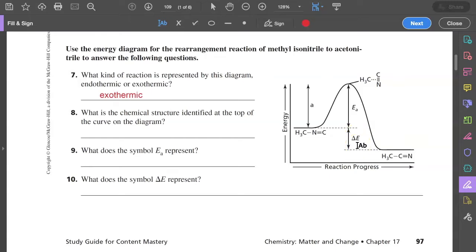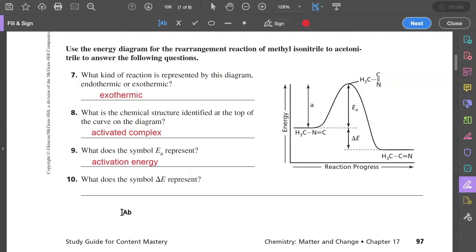Number 8, what is the chemical structure identified at the top of the curve on the diagram? What do we call that? Yeah, we call that the activated complex. That is that transitionary state structure that can either go back toward reactants or forward to the products. Number 9, what does the symbol E sub A represent? Good. That's the activation energy. That's the energy required to achieve that activated complex state.